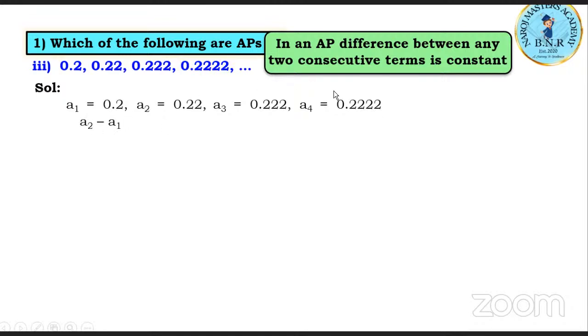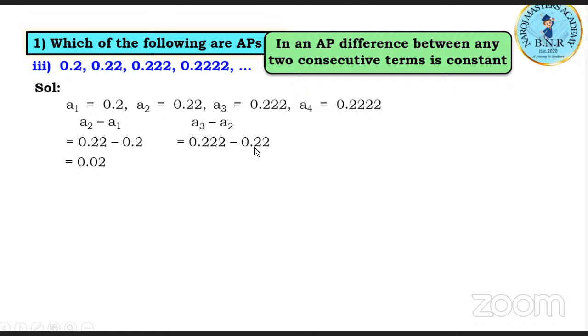Now, to find the difference, what is the formula? A2 minus A1. What is the value of A2 here? 0.22. Minus A1, which is 0.2. So what will you get? We'll get 0.02. Assume that it is 20 and this is 22. If you subtract 20 from 22, you get 2. So 0.02. Just keep that aside and find the next term. A3 minus A2. What is the value of A3? A3 is 0.222.